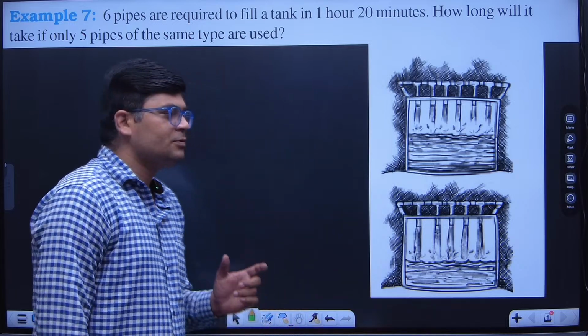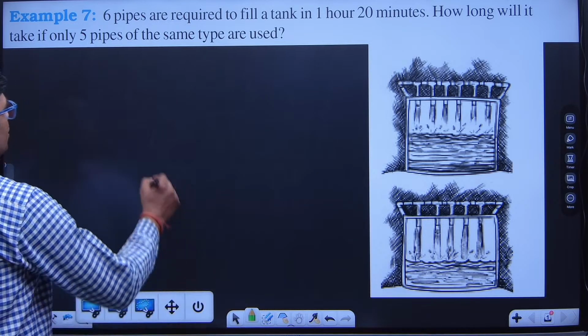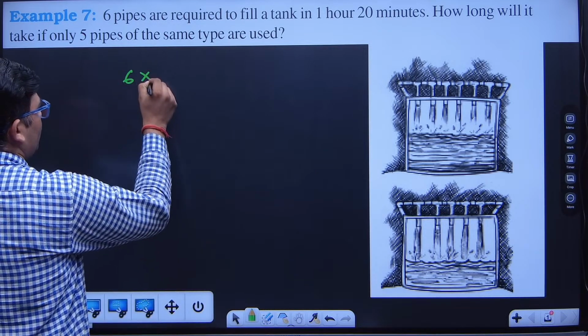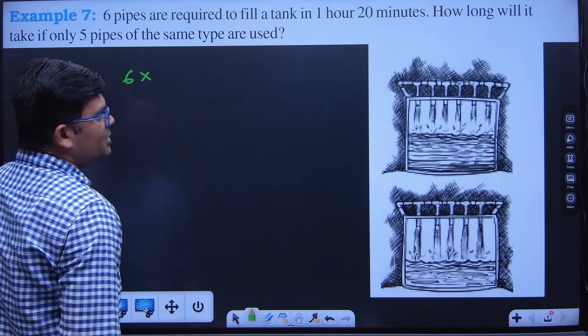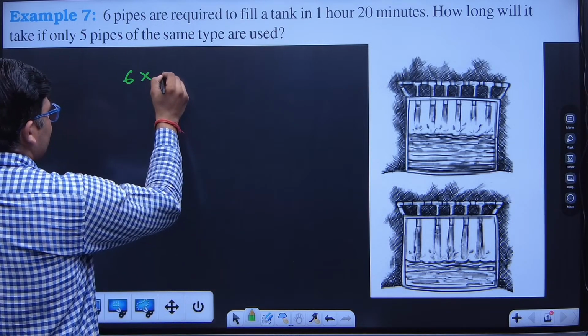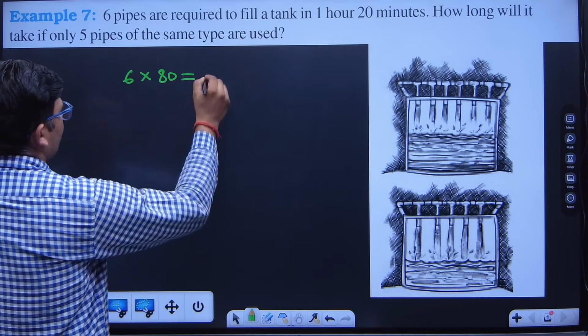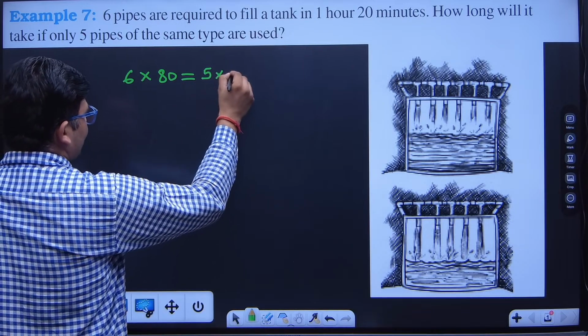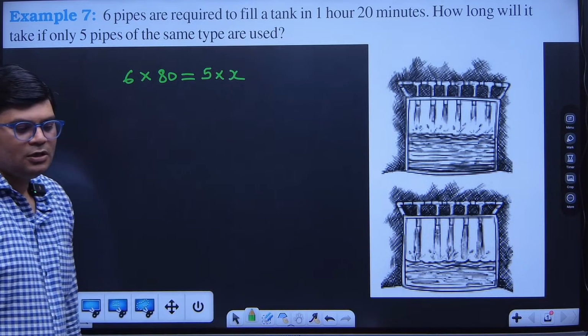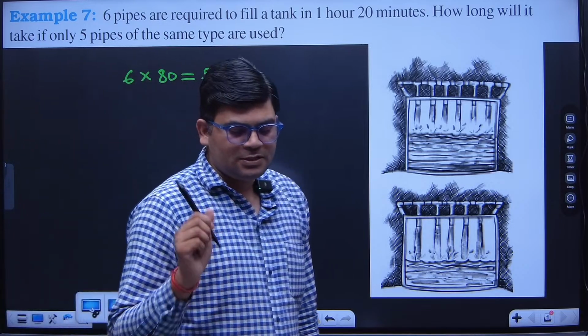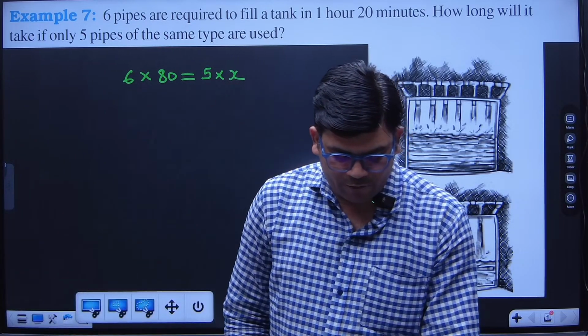This is a case of inverse proportion. So that means the product must be constant. So 6 into 1 hour 20 minutes, which is how many minutes? So we will say, sir, 80 minutes. So 6 into 80 must be equal to 5 into x. I want you to find the value of x. Please find out and tell me what the value of x will be.